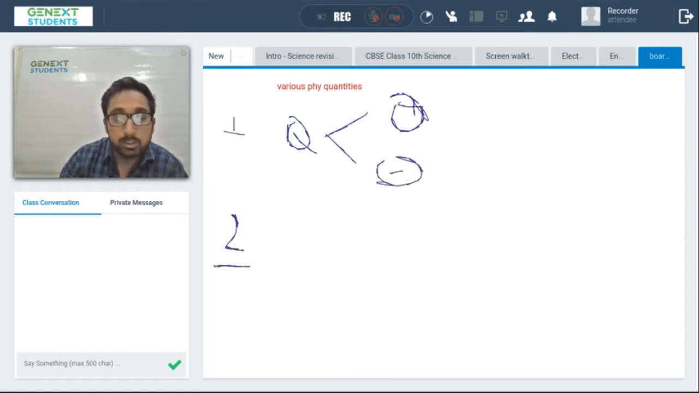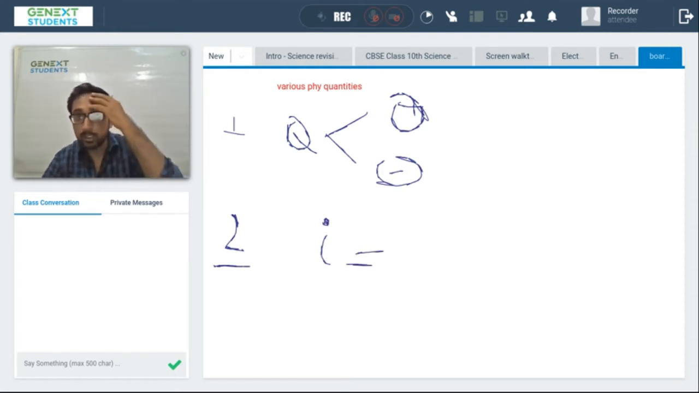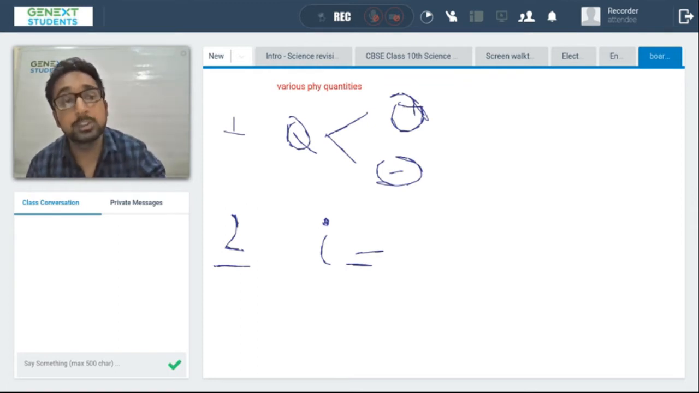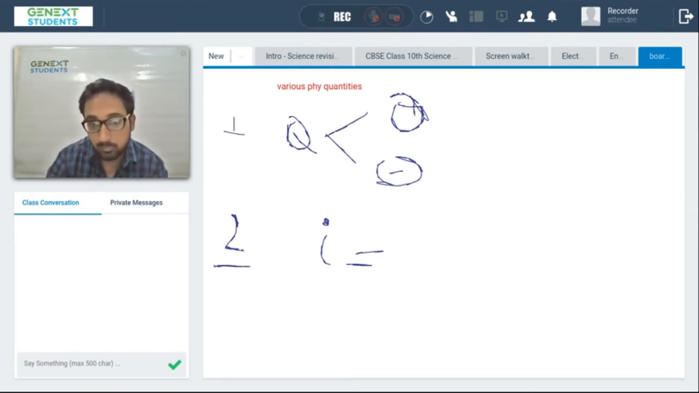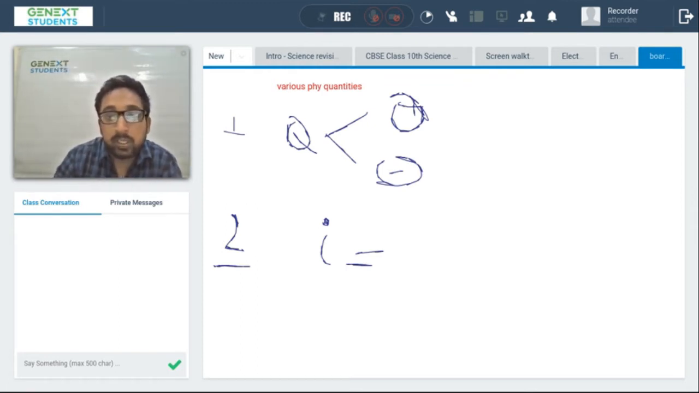So what is the second thing? The second thing is current. What is current? Current is nothing but the rate of flow of charge. It is known as the rate of flow of charge. Let me give you an example, right?